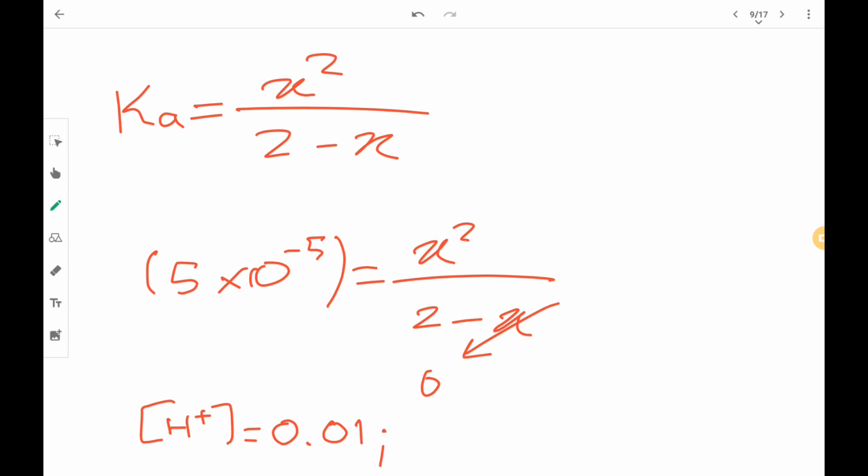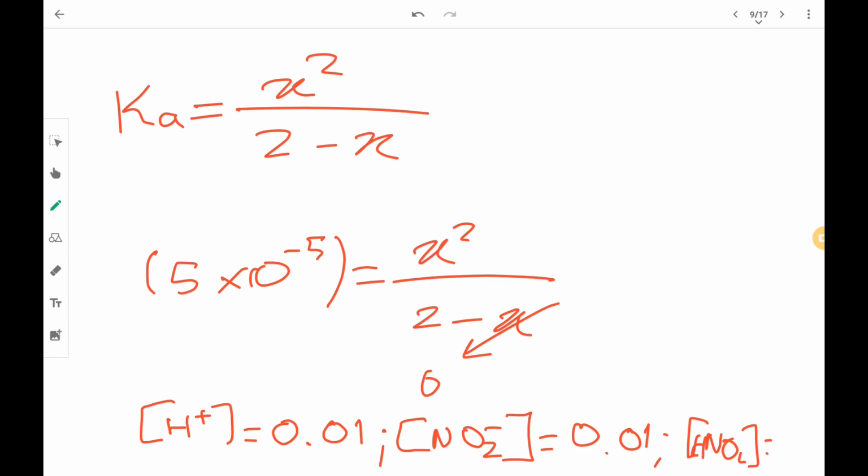The concentration of the NO2 minus is also 0.01, and the concentration of the HNO2 is 1.99. And as we see from the answer, our assumption was correct.